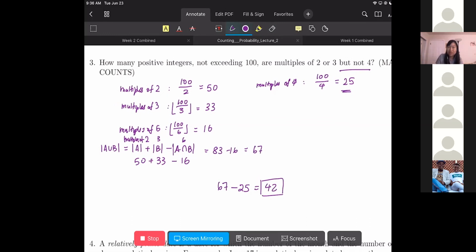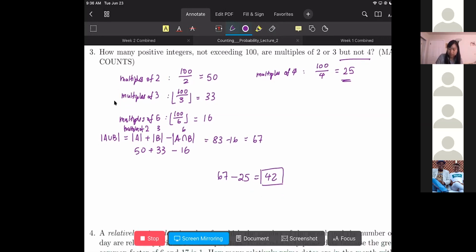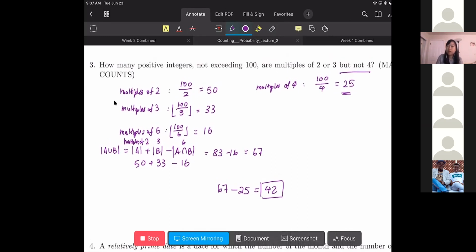Cool. So everyone see how principle of inclusion-exclusion helped us with this one? And to the first point about listing them out, it is possible to list them out, but if I said 10,000 instead of 100, you're still going to be able to use the same principle to calculate that, but it's going to be harder to list it out in that case.